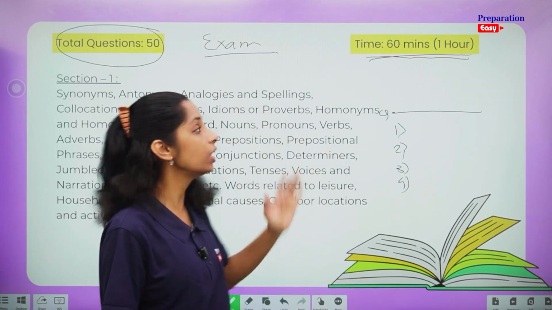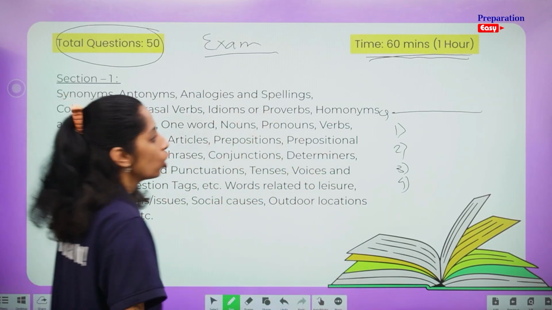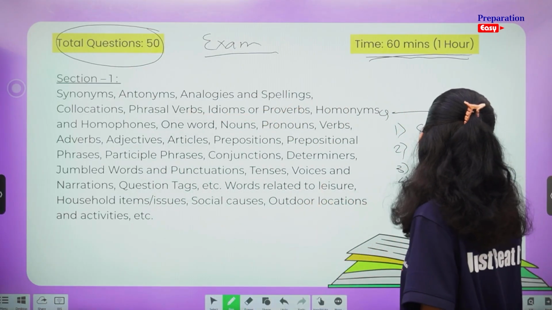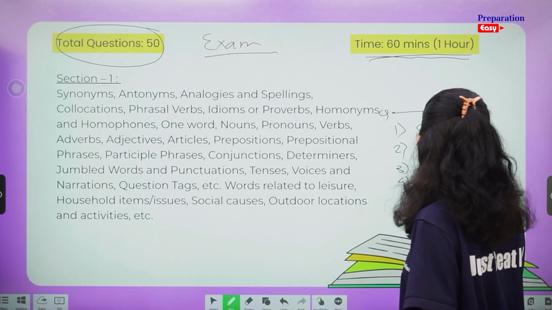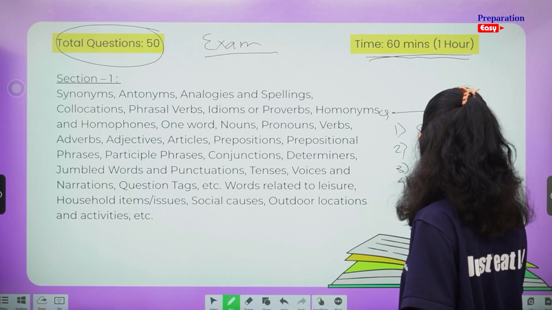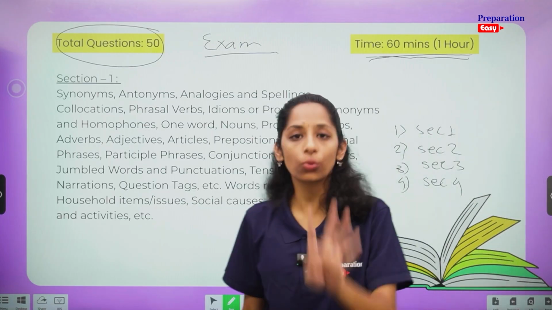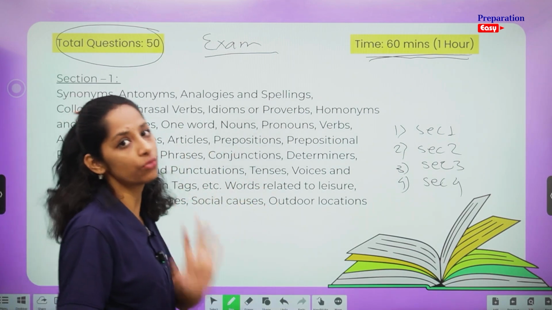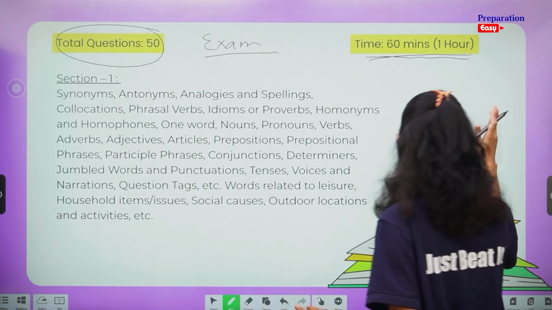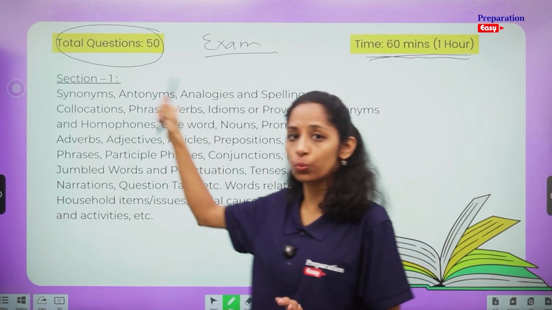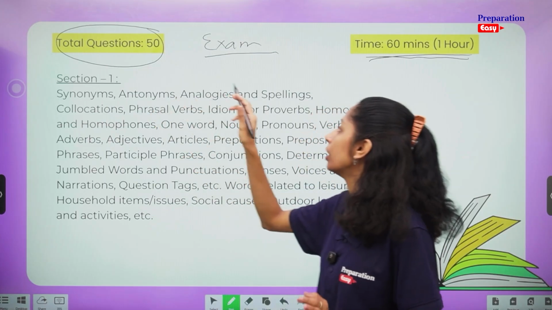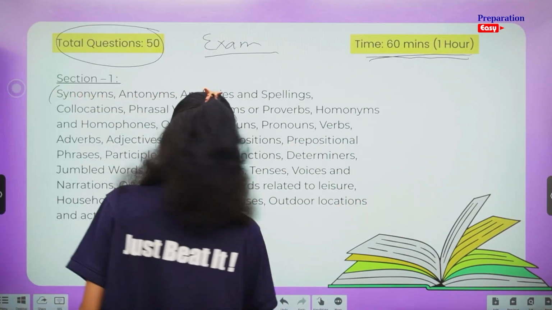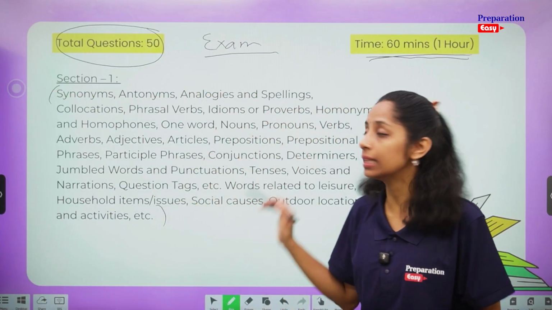So for this, you need to understand the syllabus. So first of all, the syllabus is divided into 4 parts: section 1, section 2, section 3 and section 4. Okay? So there will be 4 sections and they are divided into different topics and we are going to understand each and every topic in our video. Alright? Great. So in section 1, we have synonyms, antonyms, analogies and spellings. You see, there is a lot in section 1. Okay, we are going to understand each and every topic in this section.